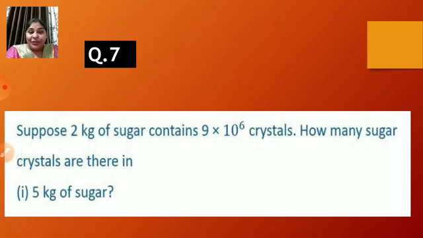Suppose 2 kg of sugar contains 9 into 10 to the power 6 crystals. How many sugar crystals are there in 5 kg of sugar? Now children, when the quantity of sugar increases, obviously the number of crystals will also increase. Yes or no? So this is in a direct proportion. There is one more quantity given, children, that will be homework for you. So let us first solve for 5 kg. How many crystals are there?